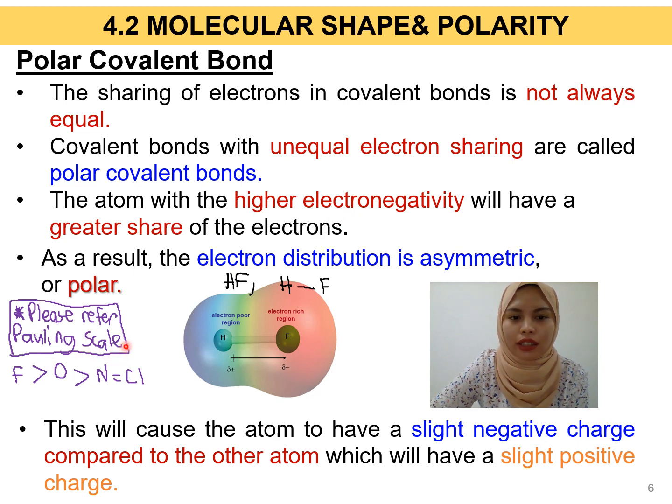Rujuk Pauling scale atau Google Pauling scale of electronegativity, and you will find that the most electronegative atom adalah fluorine with a scale of 4.0. Okay, fluorine dia punya scale of electronegativity adalah paling tinggi antara semua atom dekat periodic table of elements. So fluorine should be the most electronegative atom of all of the atoms in the periodic table of elements, diikuti oleh oksigen dan diikuti oleh nitrogen ataupun chlorine atom.